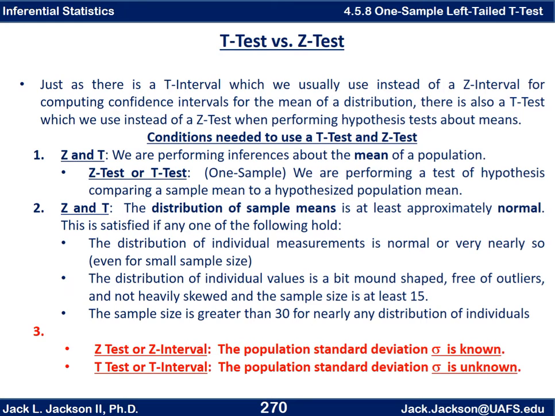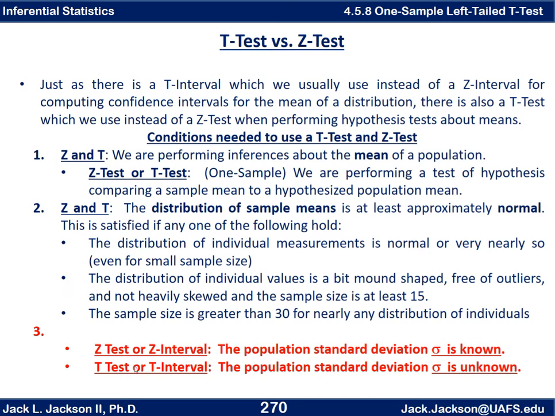If you're somewhere in between, say around 15-ish or so, then you don't have to be completely normal, but you have to be kind of free of some bad stuff. What's bad stuff? Heavily skewed, outliers, bimodal would also be a problem. So if you get even the least bit mound-shaped and free of these other things, then a pretty small sample size will work too.